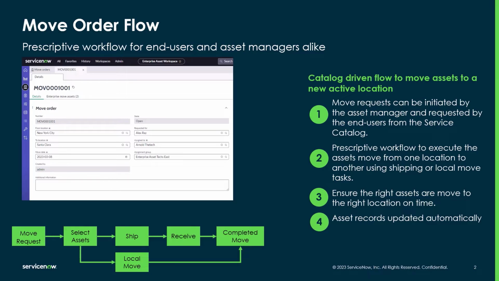It's a catalog-driven flow where move requests can be initiated by an end user or an asset manager. The prescriptive flow moves assets from one location to another by either a local move or by shipping the assets. Tasks are generated to ensure the assets are moved to the right location on time. Asset statuses are updated automatically as they move through each task in the flow.